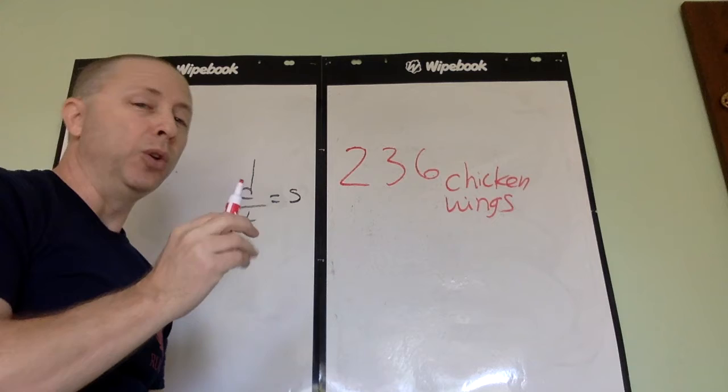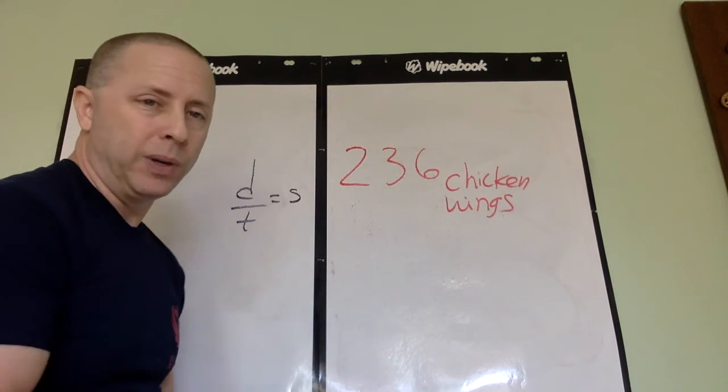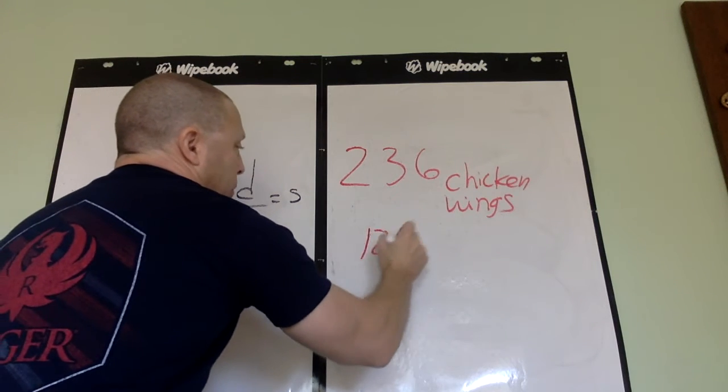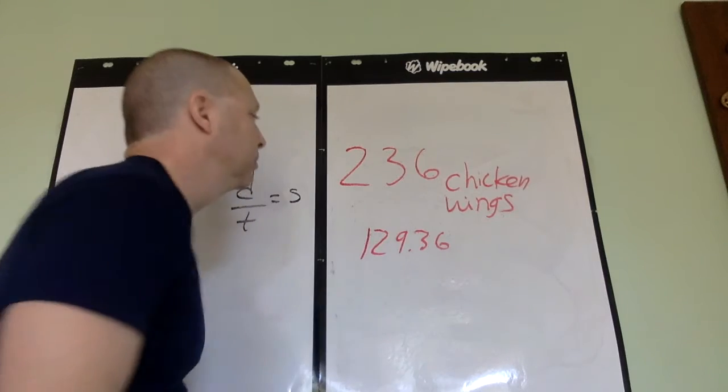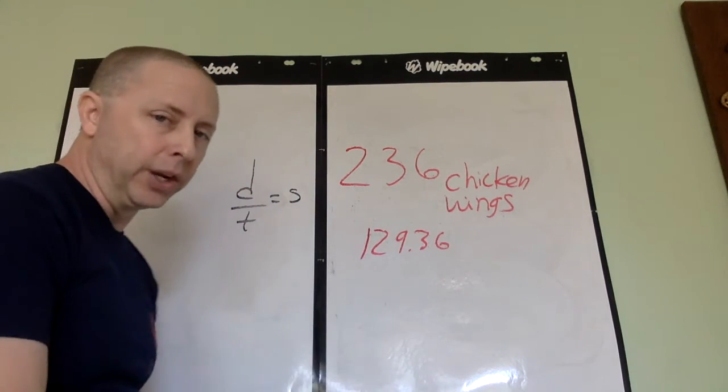But you're looking for the individual price cost. You bought your 236 chicken wings, and let's say it cost you, I don't know, $129.36. Okay. I'm not going to do the whole problem for you, but I'm going to set it up and kind of show you how to go through it.